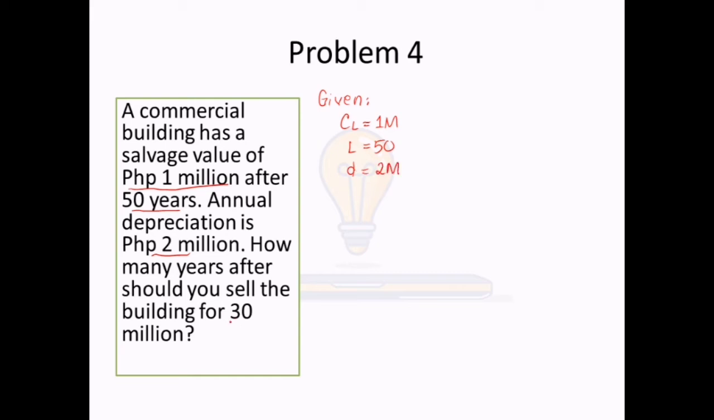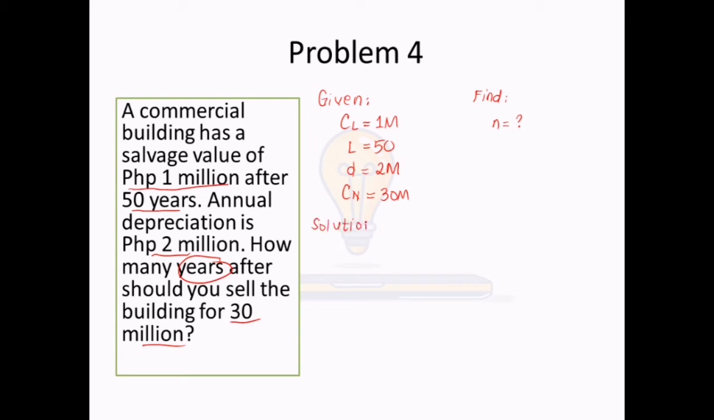And then you want to sell the building for 30 million pesos, or the book value will be 30 million pesos. But for now, you just don't know when you will sell the building, or after how many years you should sell that building for the amount that you are considering. So the unknown here is the letter N, or the number of years. We'll still be using the same formulas.